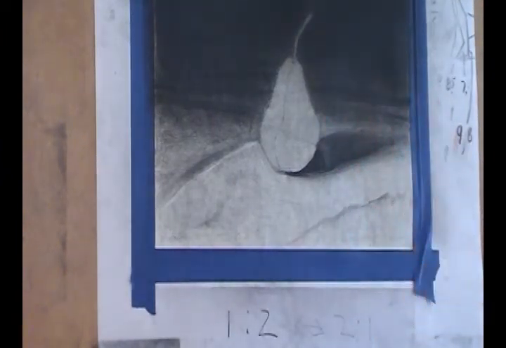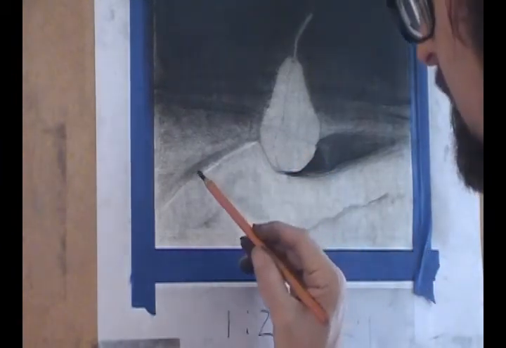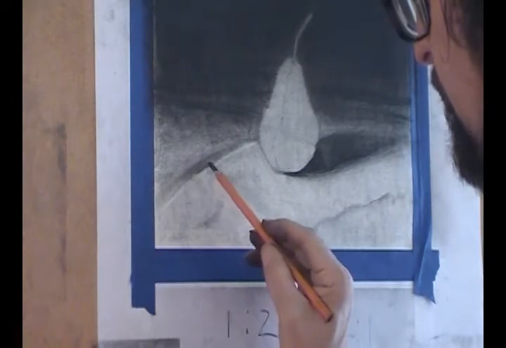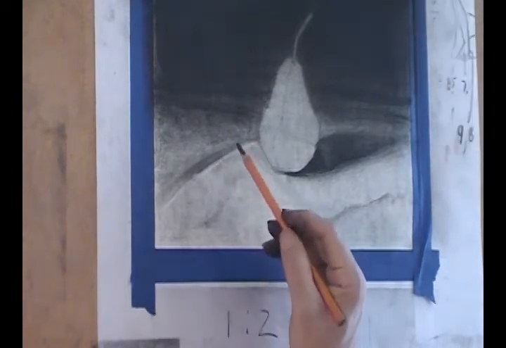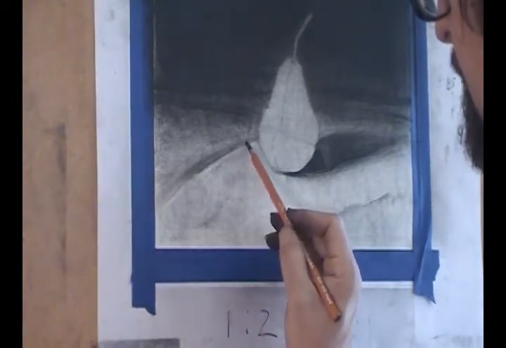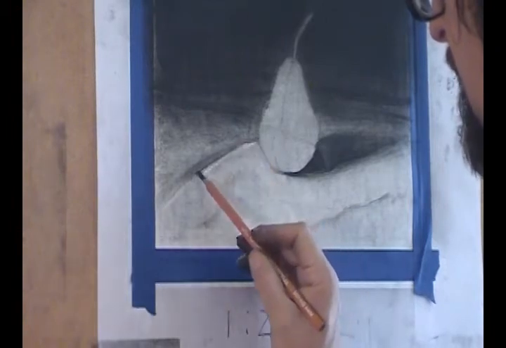Now I'm using an HB, which might be a little bit too hard. We'll see how it goes, because I don't want to get it all black. I just want to flirt with the texture of the marble. Kind of creeps around like this, like that. See that marble.